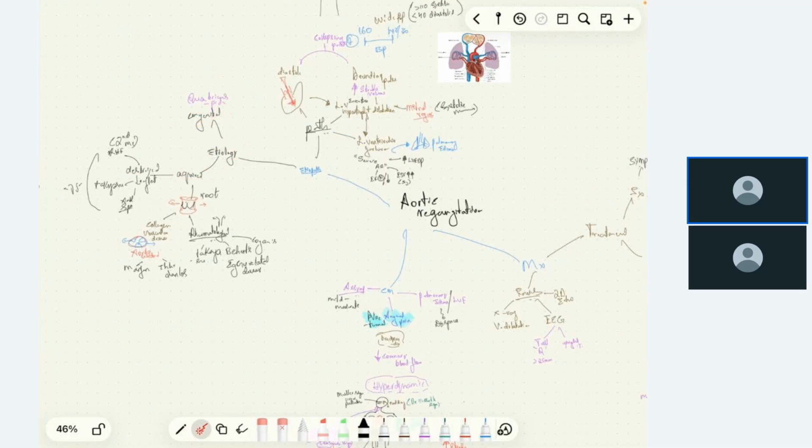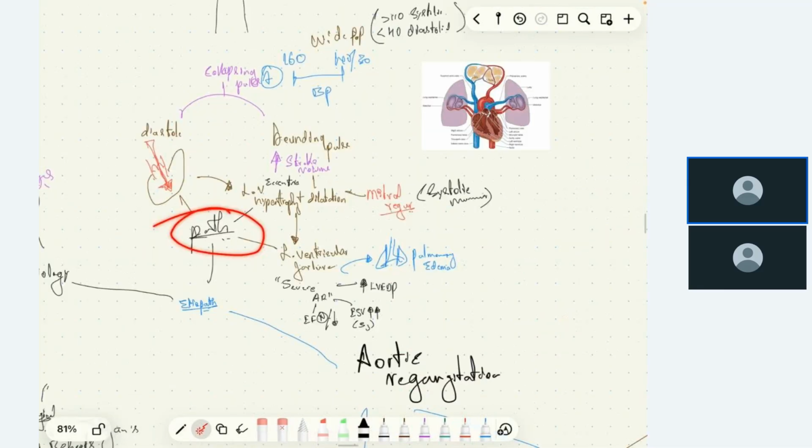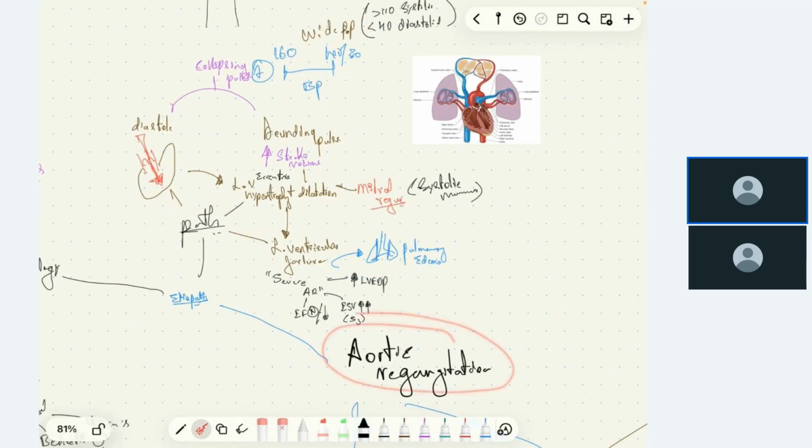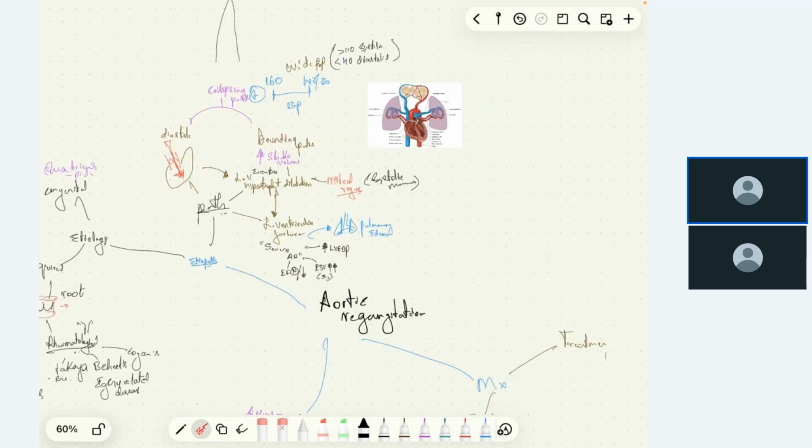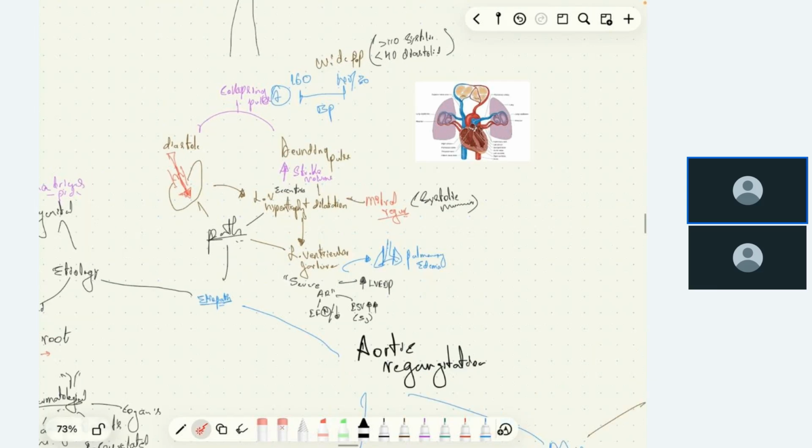Now, what is the pathophysiology going on in aortic regurgitation? During diastole, the blood should not come back to the left ventricle. But in aortic regurgitation, where the aortic valve is faulty and damaged, the blood comes back to the left ventricle. This will lead on to eccentric left ventricular hypertrophy and dilation, as in MR, where we also see eccentric left ventricular hypertrophy and dilation.